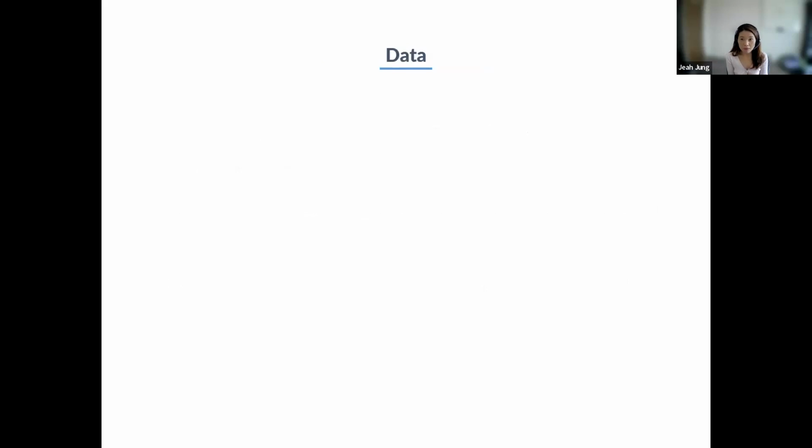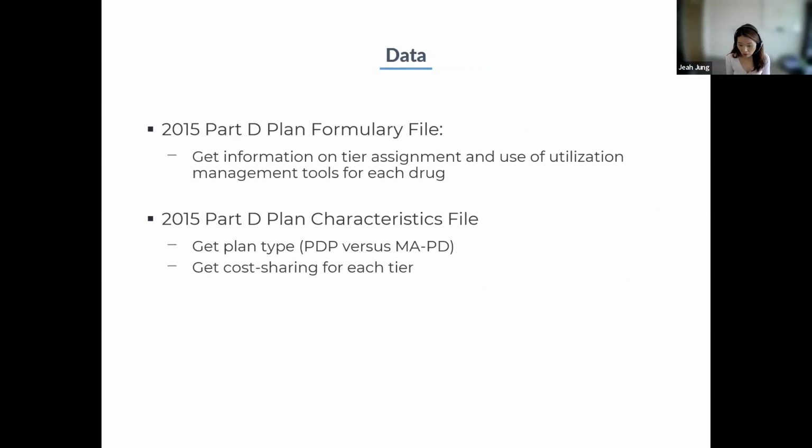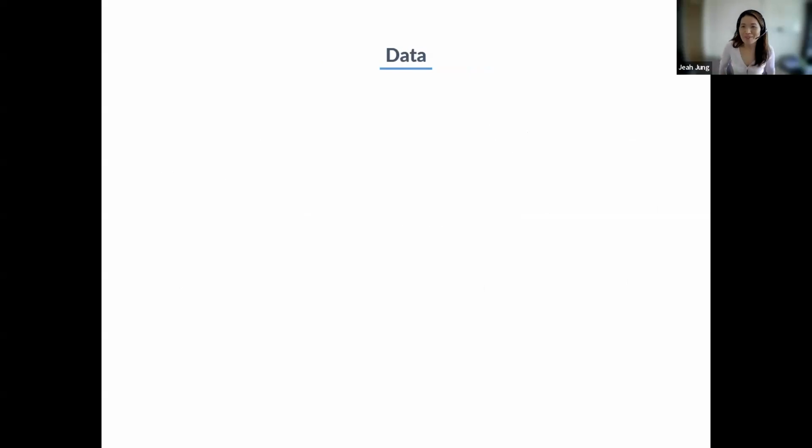Now, questions for you. What data set do you need in order to look at this? Well, this is actually the research question. This is all you want to know: what percent or how many plans use a specialty tier for Hep C drugs, how much is the out-of-pocket spending, and do they use prior authorization or quantity limits? To examine these questions, what data? Okay, so what data sets do you need?